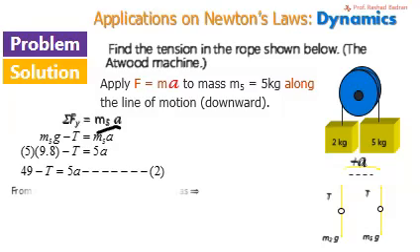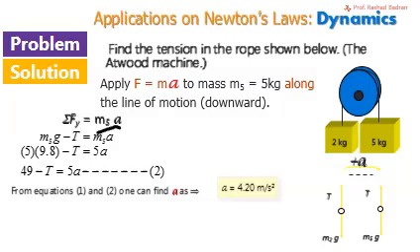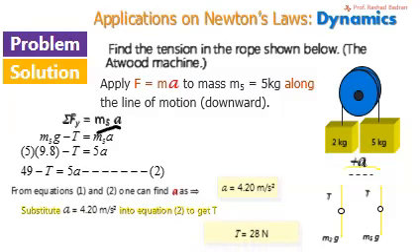By solving these two equations, we're going to get an acceleration of 4.2 meters per second squared. Obviously, to get the tension, you just substitute this acceleration right away into equation 2, and you get 28 Newton for the tension.